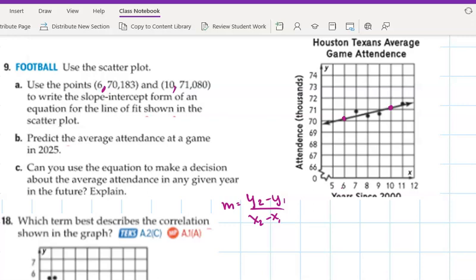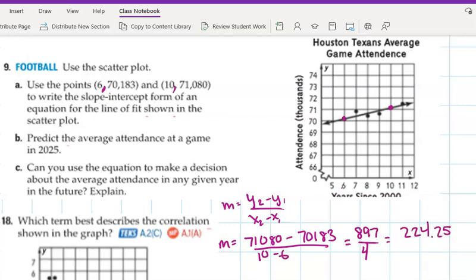So to figure out the slope of that line, you're going to plug in your numbers, plug in your y values, 71,080 minus 70,183. Divide that by 10 minus 6. So the slope of this is 224.25, or you could do 897 over 4, but since this turns into a decimal that does not repeat, we're just going to use that number.